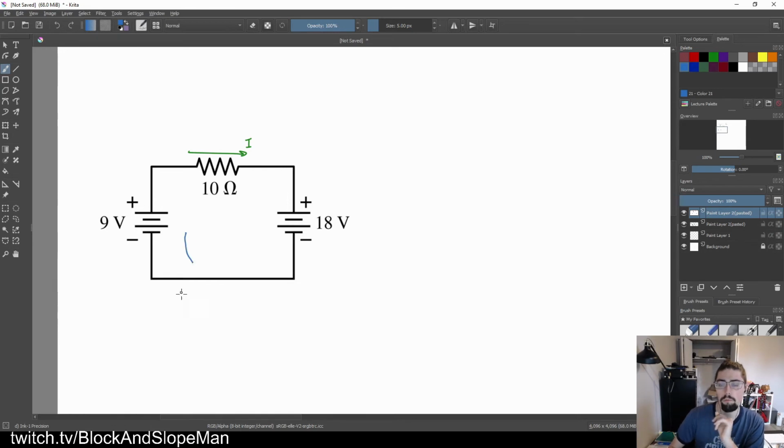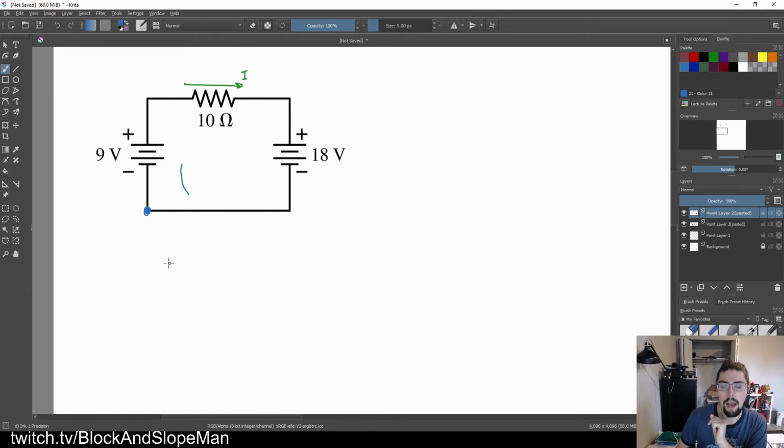So as I go through, here's my starting point. I hit my 9-volt battery first. I start from the negative, I go to the positive. So I've picked up a positive 9 volts of potential. Keep going around this loop, and I hit my next piece, my resistor. I'm going with the current. The direction of my loop is going with the current, so that'll be a negative I times resistance, 10 ohms.